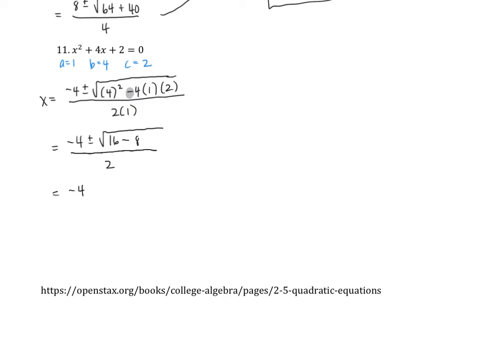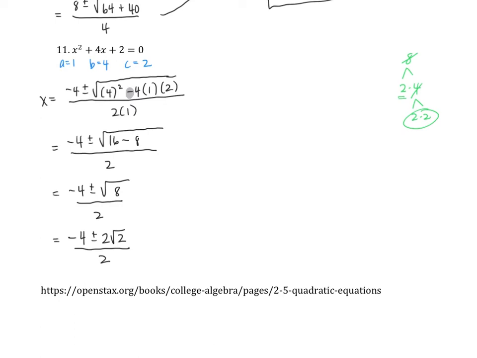Continuing, I will have negative 4 plus or minus the square root of 8, since 16 minus 8 is 8, all over 2. I need to look at the 8 and see if I can take anything out. I can see I have 2 times 4, and 4 breaks down into 2 times 2. I have a pair of 2's and a leftover 2. So this simplifies to negative 4 plus or minus 2 times the square root of 2, over 2.